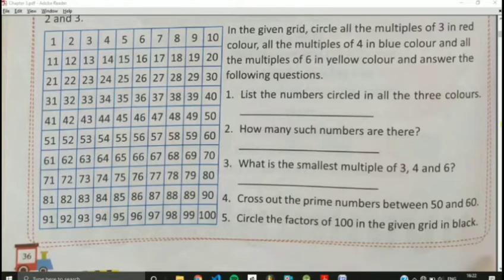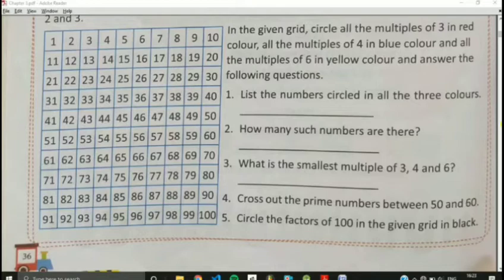When I read the statement, the meaning is that you have to identify which numbers are multiples of 3. Multiples of 3 means you have to identify which numbers come in the table of 3. There are two ways to make the identification. Earlier you have learned the table of 3, so you start the table of 3 till 3 tens are 30.